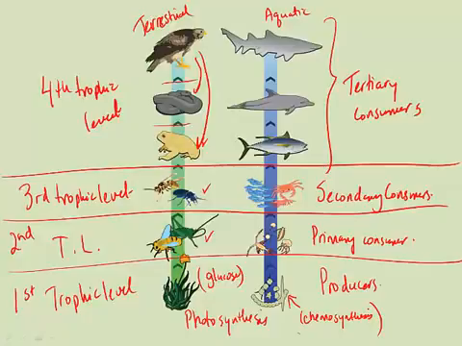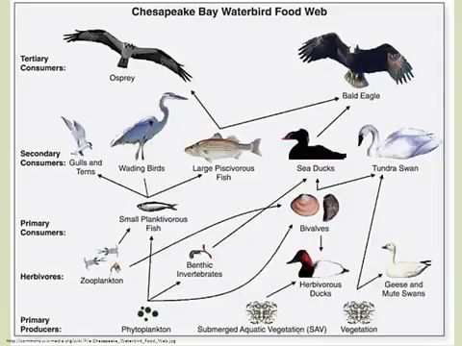There usually are not 5 trophic levels. Actually, this shows 6 trophic levels. Usually there's only about 4 trophic levels. Webs. Most organisms are part of many food chains, and food webs show this. Here's an example of a food web. It's sort of just a few food chains put together.